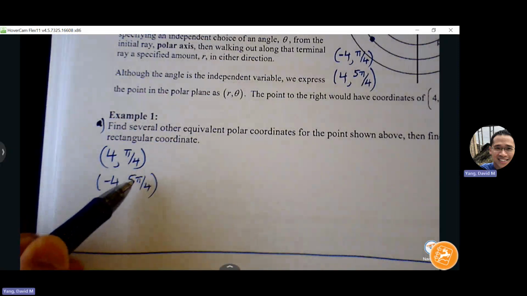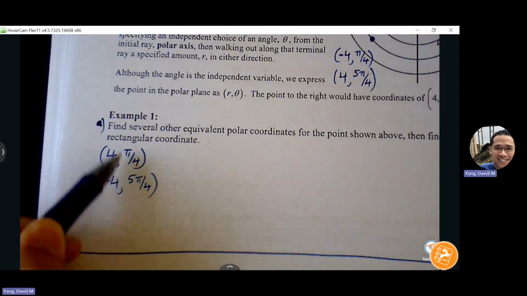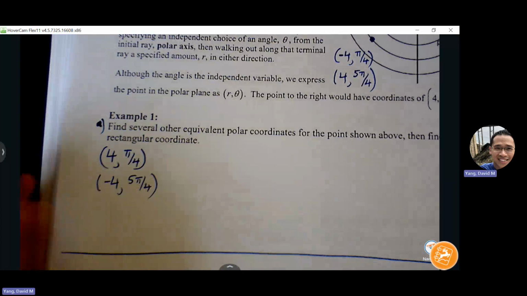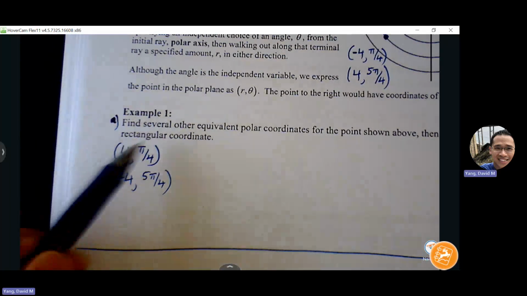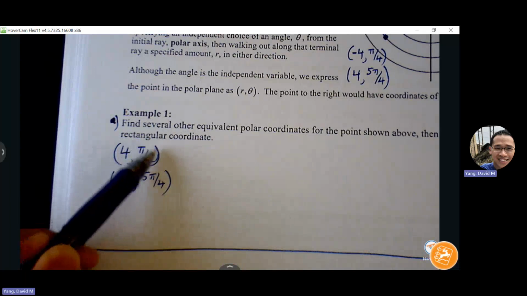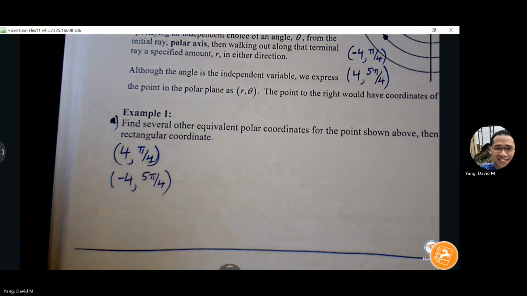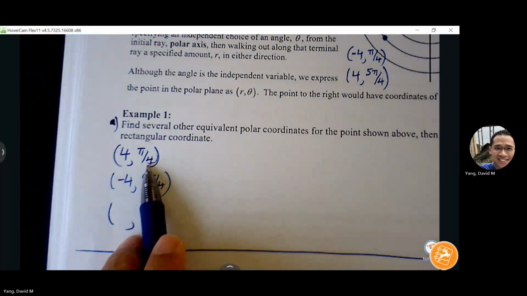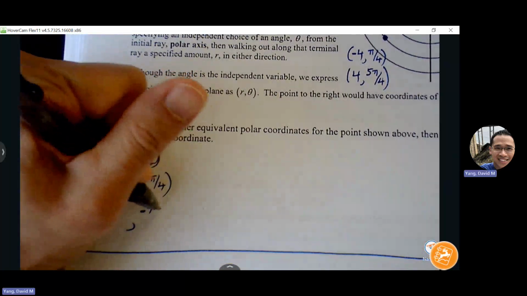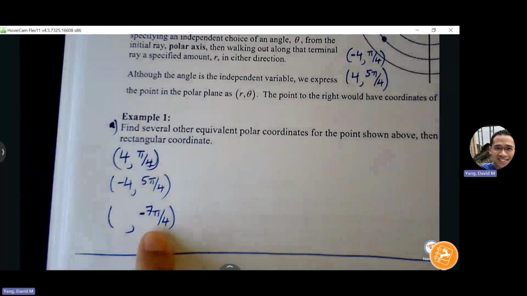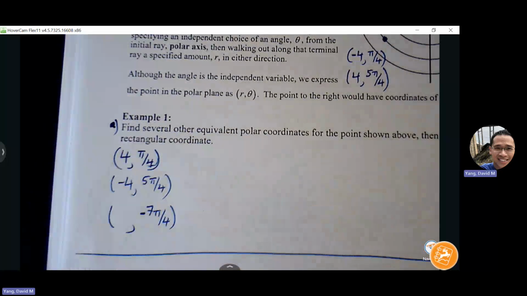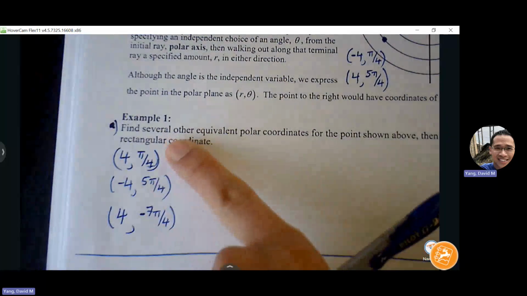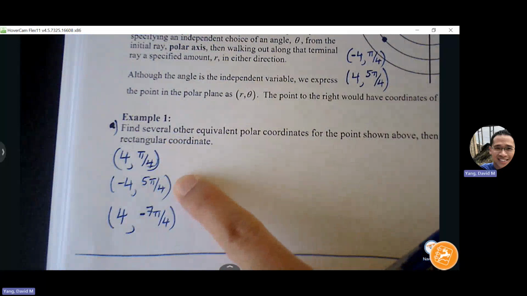Now we can create different variations of my radian measure by either adding or subtracting 2 pi to this, and then that will create another pair. So for instance, if I subtracted 2 pi from pi over 4, what would that give me? Yeah, so -7 pi over 4 is the same thing as pi over 4. So this will also land me in the first quadrant, right? If I add and subtract 2 pi, I'm exactly in the same location. So 4 comma -7 pi over 4 would also be the same representation as the previous two.